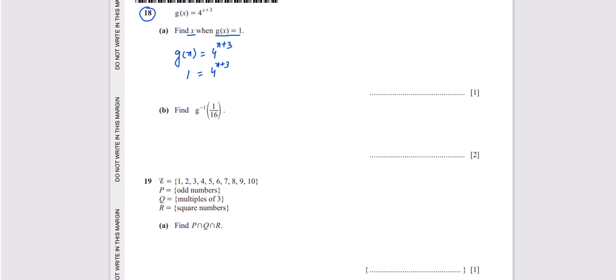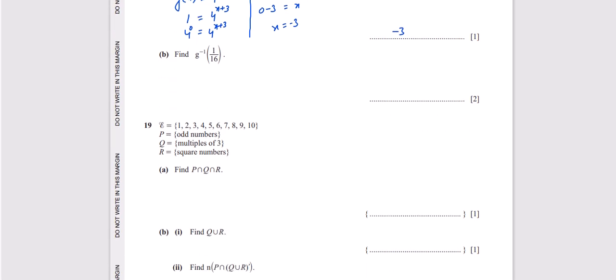We know that any number with power 0 is equal to 1. So the base is 4, and we also put here 4 raised to the power 0, which is equal to 1. So 4 to the power 0 equals 4 raised to the power x plus 3. Here the bases are same, so the powers are equal to each other. That is 0 is equal to x plus 3. So 3 shifts to this side: 0 minus 3 is equal to x. So x is equal to minus 3.